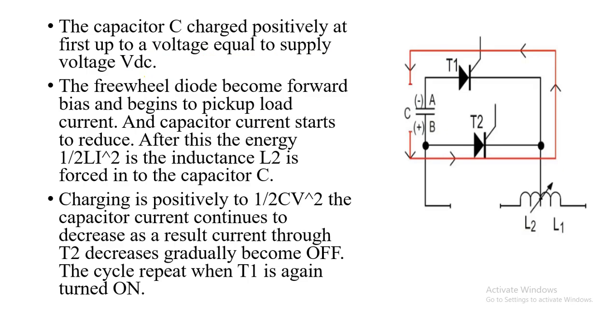After this, the energy, half L I squared, in the inductance L2 is forced into the capacitor C, charging it positively to half C V squared. The capacitor current continues to decrease as a result. The current through T2 decreases gradually and becomes zero. The cycle repeats when T1 is again turned on.